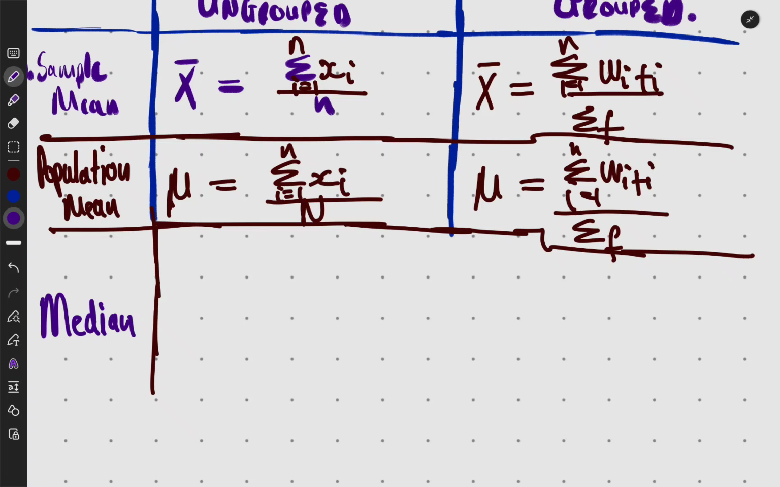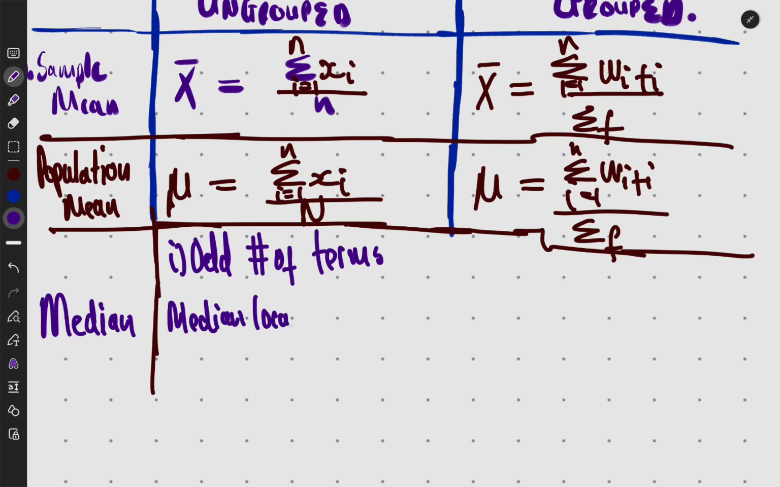Well, we look at the first case, we're dealing with ungrouped data here on the left. It is when you have an odd number of terms. So if you have an odd number of terms, remember, for median, make sure that your data has been arranged in order of size. Once you have it arranged in order of size, then we can do this. So for median, if you have an odd number of terms, then the median location, the place where you're going to find the median, is going to be equal to n plus 1 over 2.